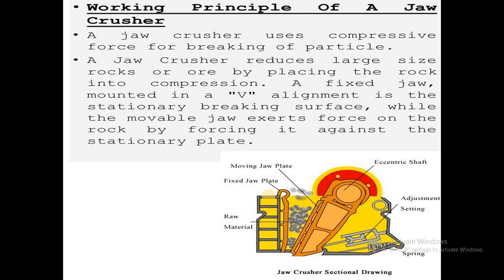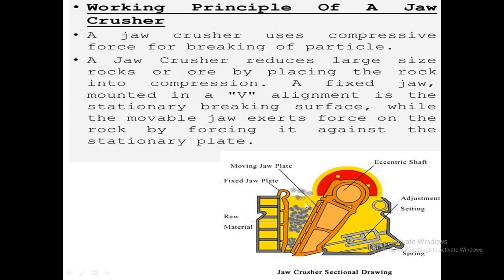Jaw crusher uses force for breaking of particles. This mechanical pressure is achieved by two jaws of the crusher. Jaw crusher consists of a set of two vertical jaws. One jaw is stationary and is called the fixed jaw, and the other jaw is a swing jaw called the movable jaw, which moves back and forth relative to it. The volume or cavity between the two jaws is called the crushing chamber. So this is the crushing chamber.